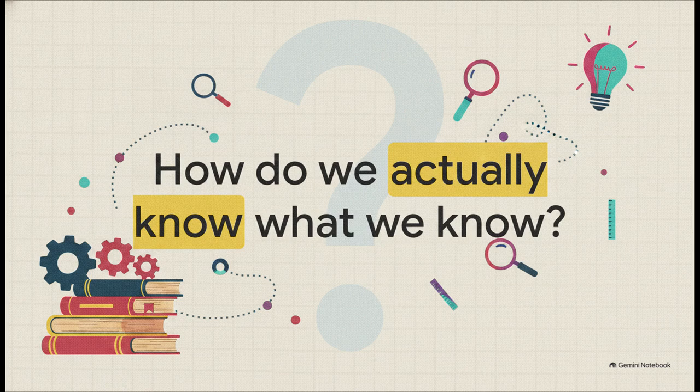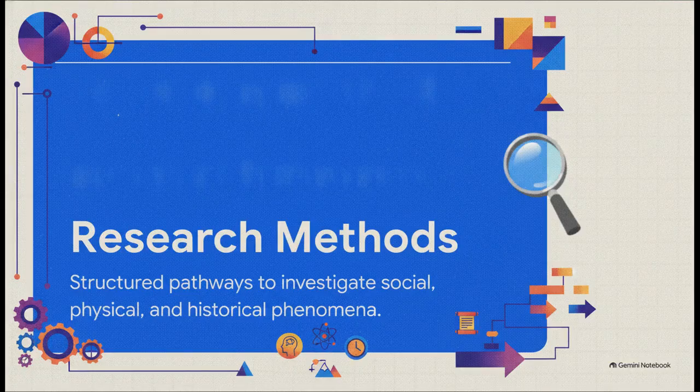Because the knowledge we rely on every single day, it didn't just magically appear out of thin air. It was methodically, painstakingly built. And to build that truth, you need a highly precise set of tools. We call these tools research methods. Think of them as structured pathways specifically designed to investigate social, physical, and historical phenomena. They're carefully categorized based on distinct designs, analytical approaches, and very specific objectives. It's like a giant puzzle, and you need the exact right piece to make sense of it.